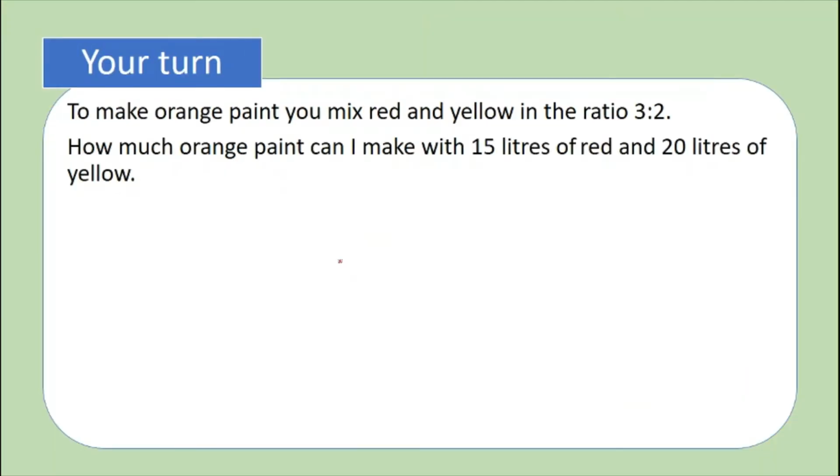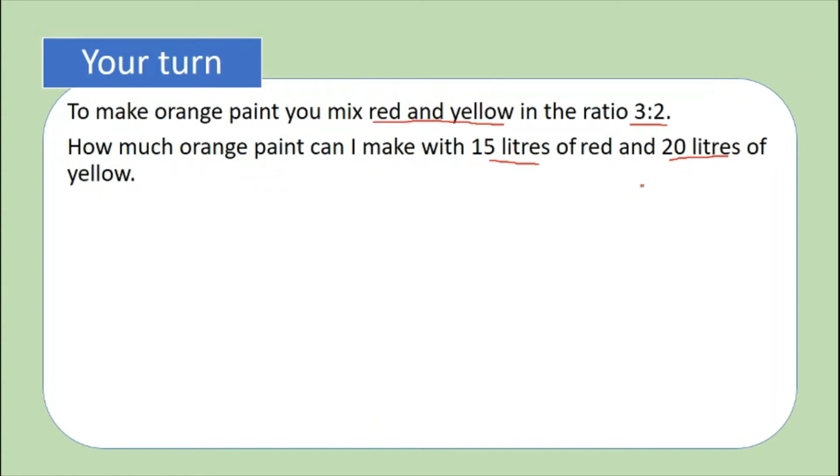Right, here is another go. I want you to have a go on this one. You're mixing orange paint this time, red and yellow in the ratio 3 to 2. You have 15 litres of red, you have 20 litres of yellow. Pause it, have a go using your notes from the previous slides, and see what you come up with as an answer. When you unpause it, the answers will appear.